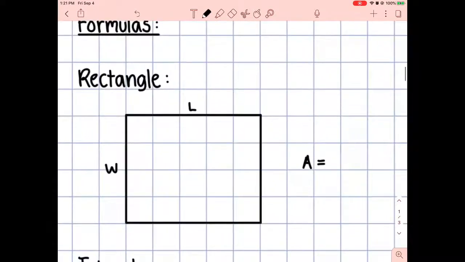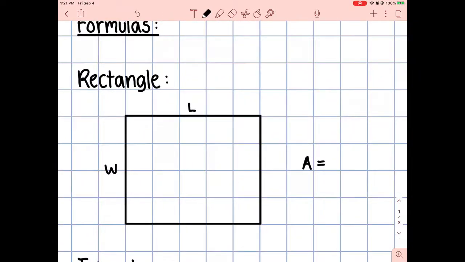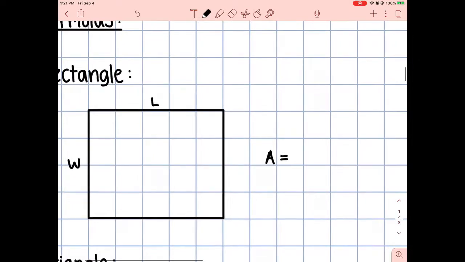Let us start with the rectangle. So for a rectangle, there are two sides, the length of the rectangle and the width of the rectangle. To find the area, we multiply the length and the width. And that is our formula to find the area of a rectangle.